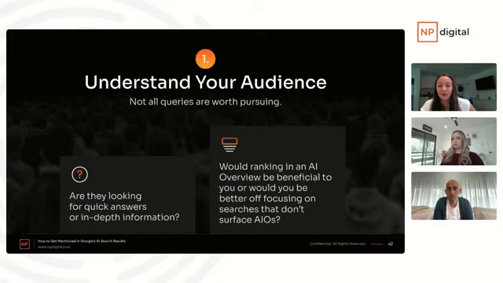You can ask yourself questions like, are my users looking for quick answers, or might they want more in-depth information? And be thinking about whether or not ranking in AI overviews would be beneficial, or if you want to focus on the queries for now that, Neil showed a chart earlier where the traffic and the click-through rates to queries where there are not AI overviews, that's growing. So there may be some cases where you want to segment your strategy in that way.